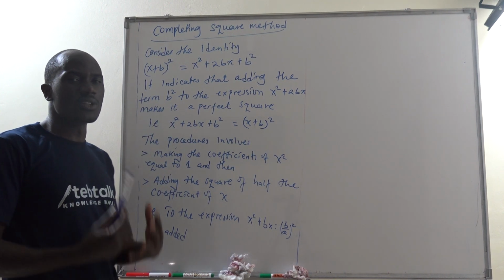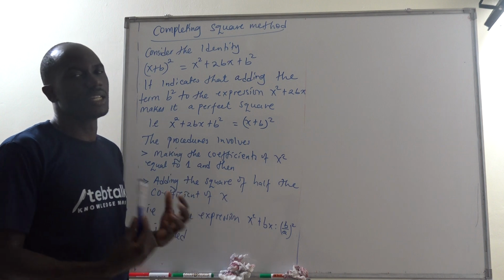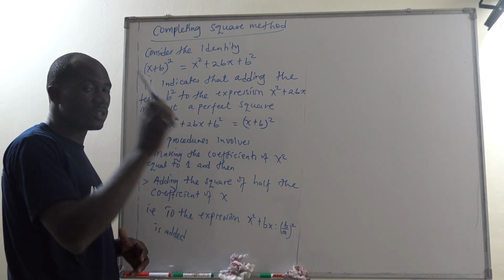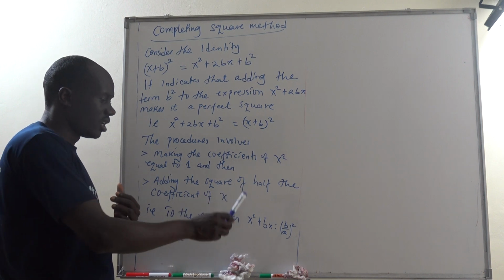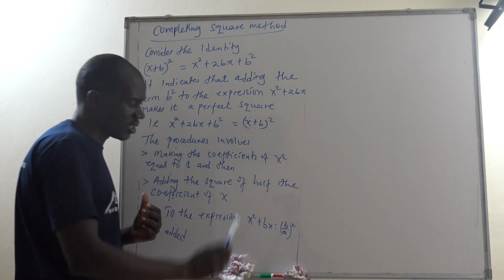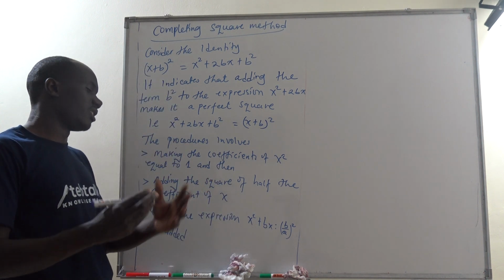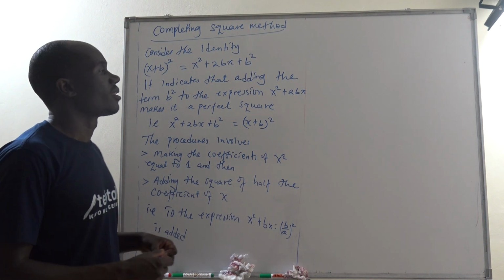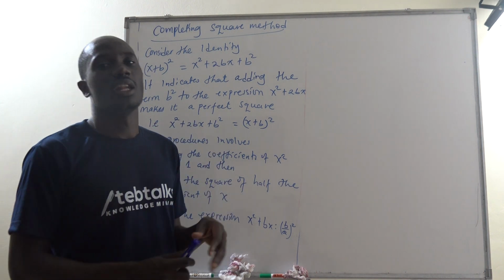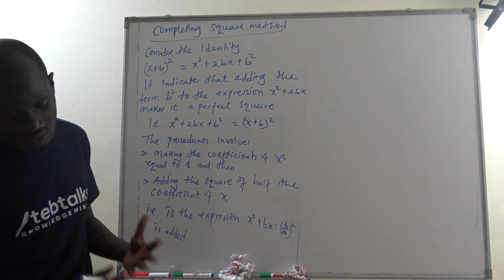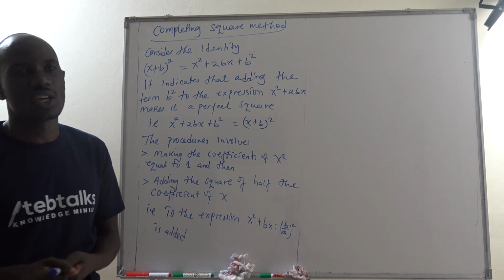Then from there, the coefficient of x. Here, this is x squared, and we've already said that for completing the square to take place, x squared must have a coefficient of 1. Then the coefficient of x is always divided by 2, so we add half of it, as you're going to see in our examples, which we are going to take now.